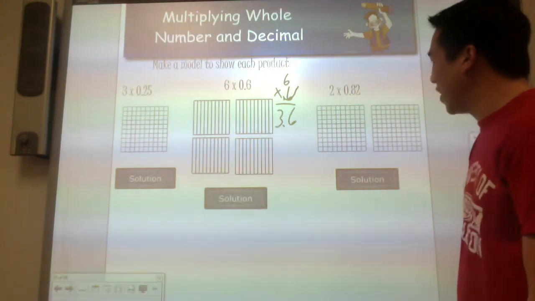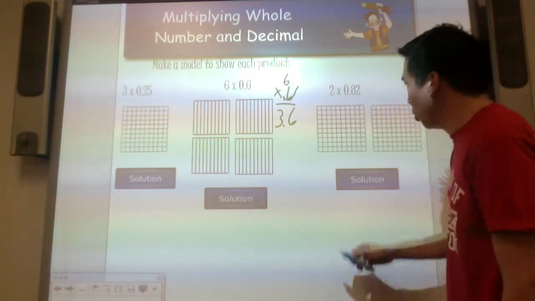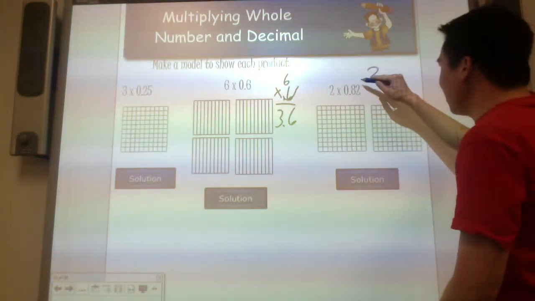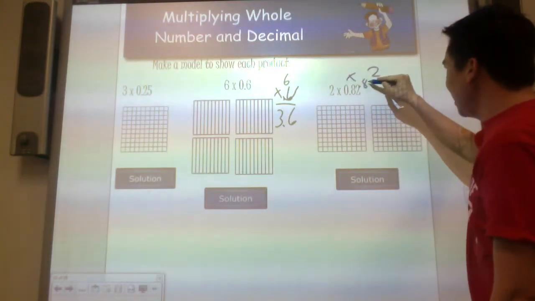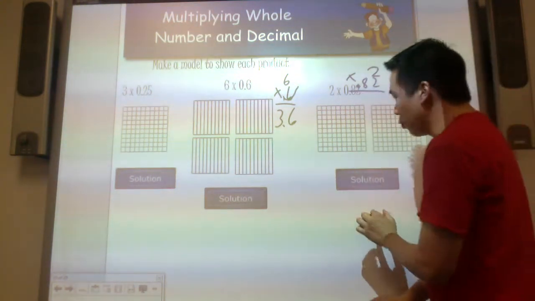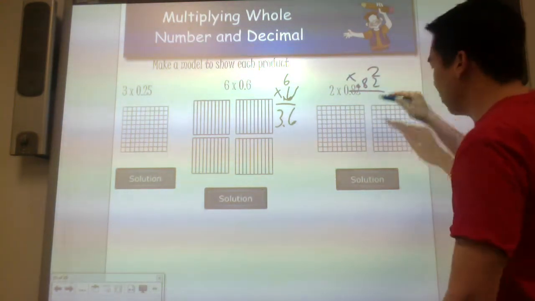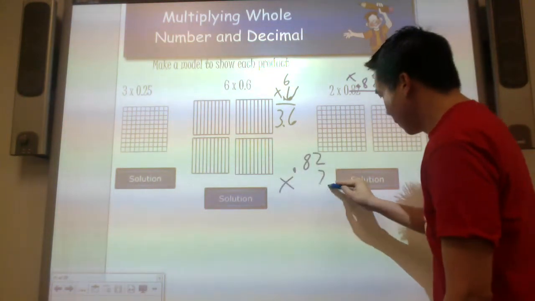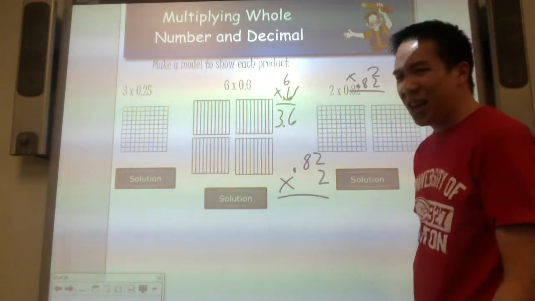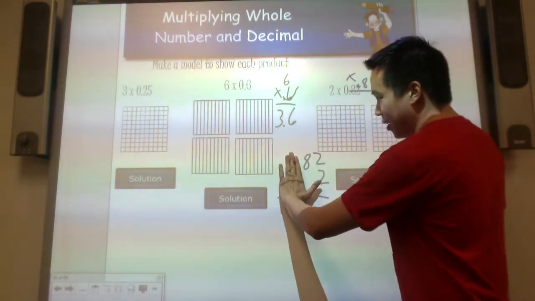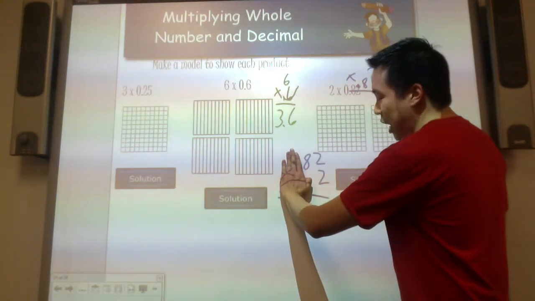What about this one? 2 groups of 82 hundredths. So you can multiply. Should I multiply it this way? No, that's kind of confusing. I'm going to multiply with the more digits on top. Because remember, pretend there is no decimal point. It's just whole numbers right here. So it's really 82 times 2.